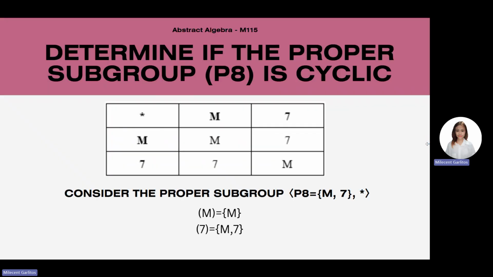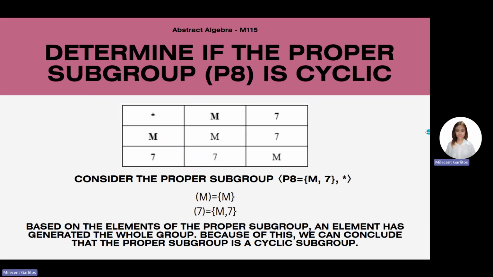Determine if the proper subgroup P sub 8 is cyclic. Consider the proper subgroup P sub 8, which is the set of M and 7 under binary operation star. M generates M, 7 generates M7. Based on the elements of the proper subgroup, an element has generated the whole group. Because of this, we can conclude that the proper subgroup is a cyclic subgroup.